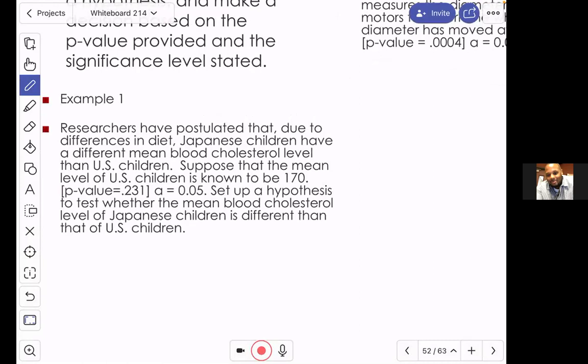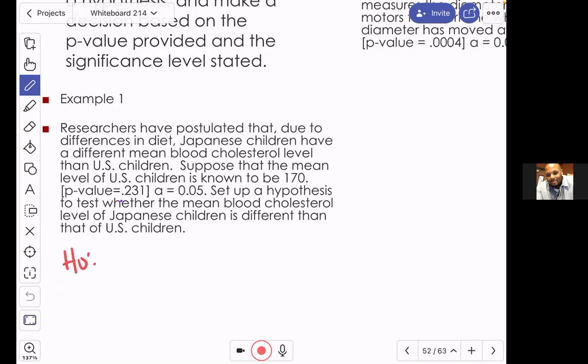And so here's what happens now. This says that researchers have postulated that due to differences in diets, Japanese children have a different mean blood cholesterol level than US children. Suppose that the mean level of US children is known to be 170, and it has a p-value equal to 0.231 and an alpha value of 0.05. Set up a hypothesis to test whether the mean blood cholesterol level of Japanese children is different than that of US children.